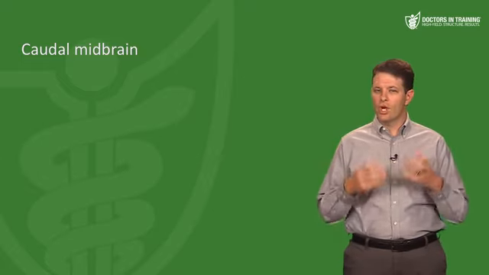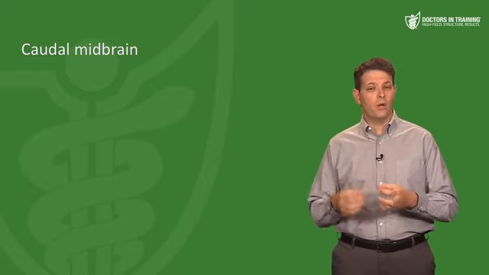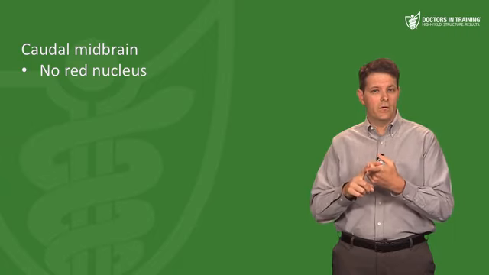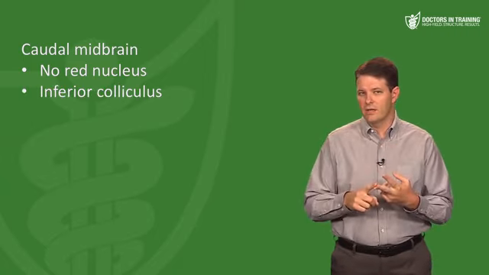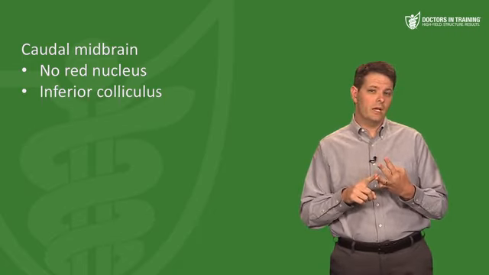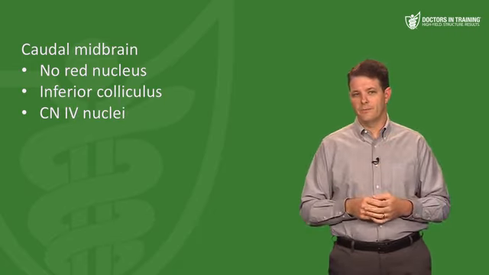Now, we don't have a drawing of the caudal midbrain, but again, you can identify the caudal midbrain because you will not see the red nucleus, and then instead of the superior colliculus, you're going to have the inferior colliculus. And instead of the cranial nerve 3 nuclei, you have the cranial nerve 4 nuclei.